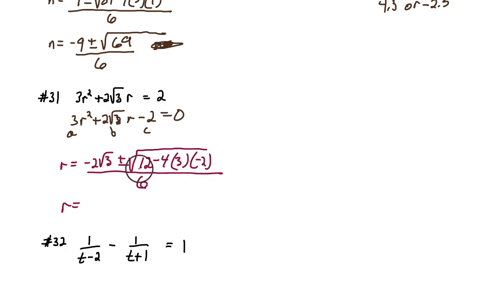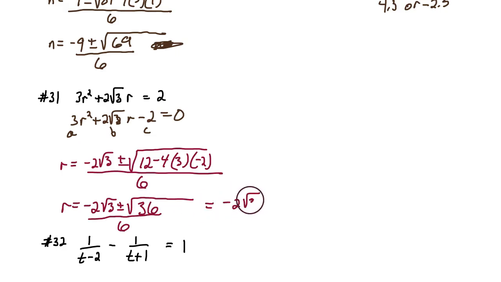Okay, let's work inside the radical there. What is 12 minus 4 times 3 times negative 2? Let's use the calculator to help. That makes 36. Well, that's really nice because the square root of 36 just makes a 6. So now we have negative 2 square root of 3 plus or minus 6 all over 6. And this is reducible because 2 and 6 reduce and 6 and 1 reduce.